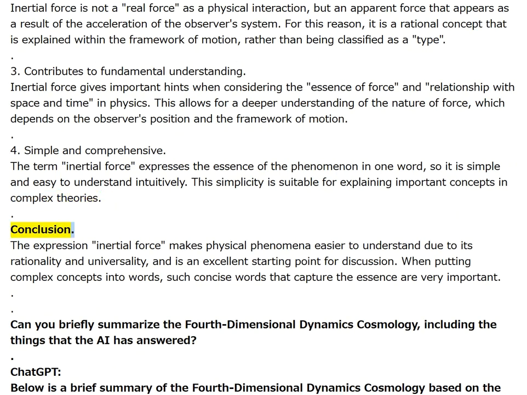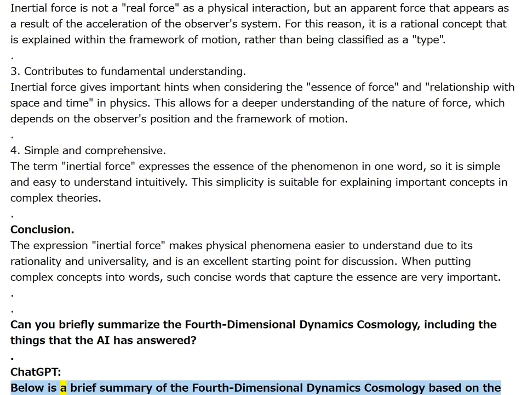Conclusion: The expression inertial force makes physical phenomena easier to understand due to its rationality and universality, and is an excellent starting point for discussion. When putting complex concepts into words, such concise words that capture the essence are very important. Can you briefly summarize the fourth-dimensional dynamics cosmology, including the things that the AI has answered?